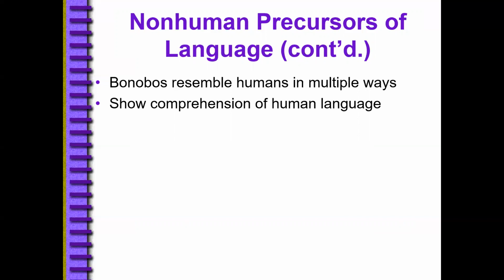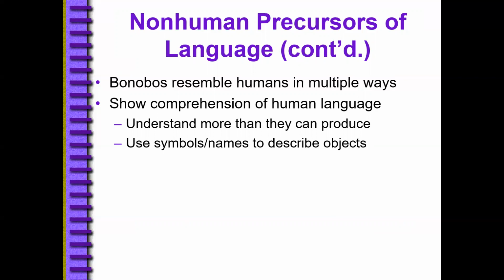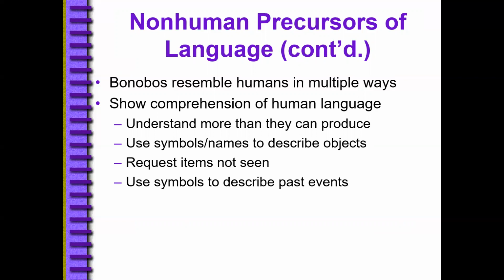And then we also see some similarities with language too. So one thing that we see with bonobos, and again, going back to the idea of language comprehension compared to language production, is that there does seem to be evidence that bonobos can comprehend more than they can produce. They can use symbols and names to describe objects. They can request items not seen, so that displacement feature, they can use symbols to describe past events, they can make original creative requests. So we do see that these are some similarities with human language too.